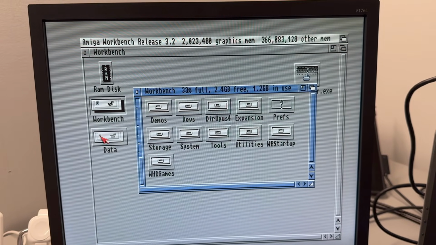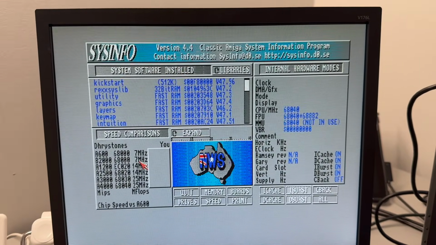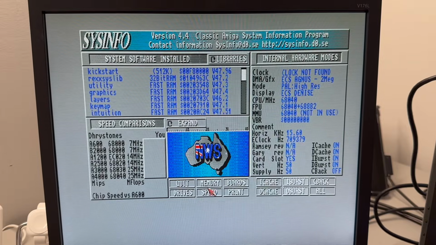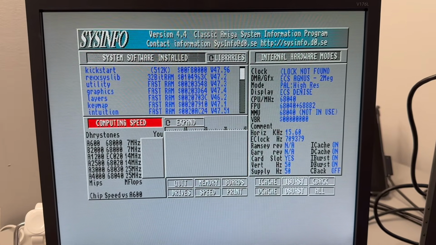Let's say, I don't know, maybe SysInfo. And you can see that PiStorm is running. I believe this is M68K. Let's say speed.